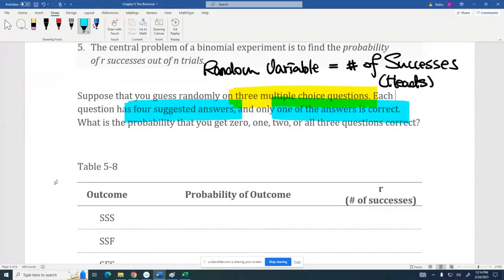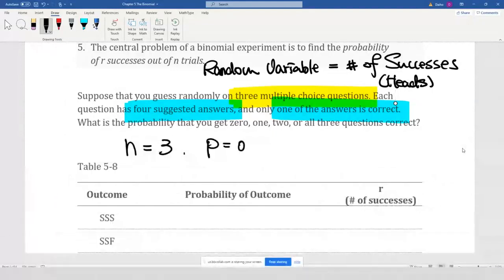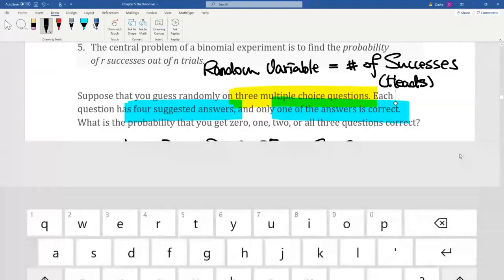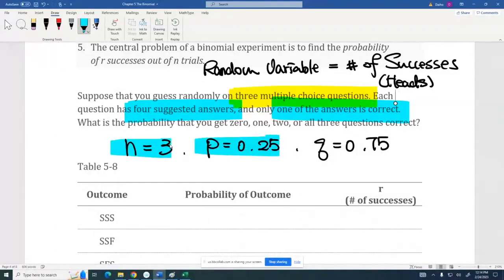Thank you. When I guess, I have 25% to get the correct answer. What would be the chance I will get it incorrect? 75%. 1 minus 0.25 will be the Q, the probability of failure, incorrect: 0.75. Right? So now I can set up how many independent trials? 3. What is the probability of success? 0.25. And what is the probability of failure? 0.75.